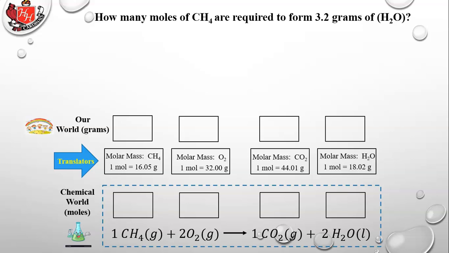So up on the top row it says Our World Grams. We can measure things on a scale in grams. A chemical equation works in terms of numbers of particles. It's trying to match up one CH4 molecule for every 2 molecules of O2. So it's a 2-to-1 relationship.